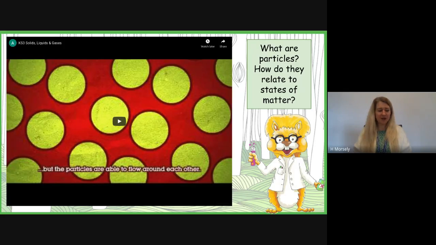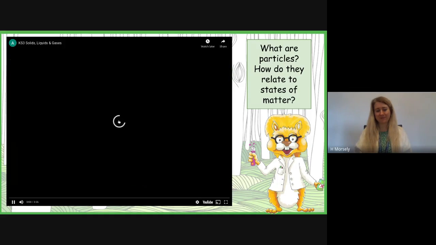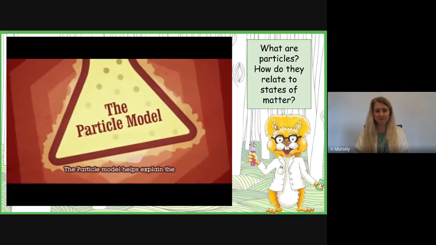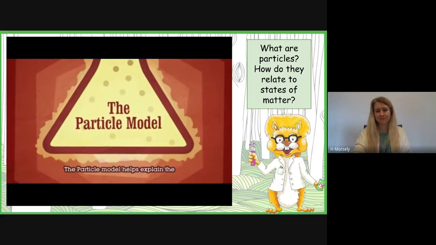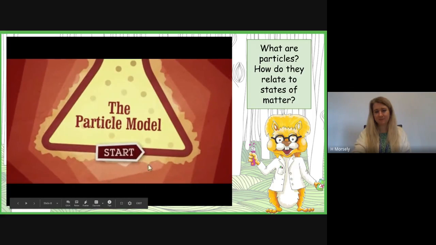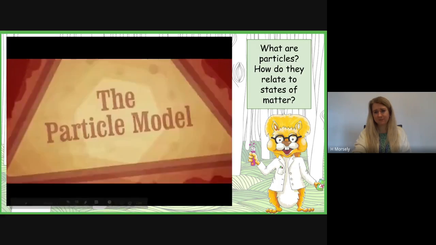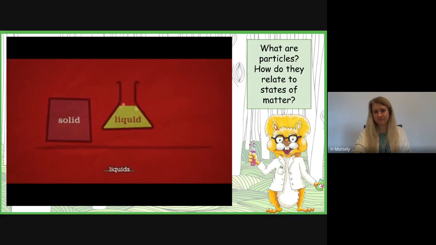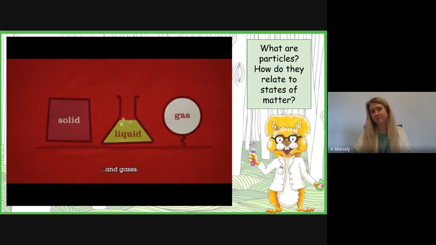So what we need to know now then is what makes an item a solid, a liquid, or a gas? What are particles and how do they relate to the states of matter? So let's have a look at particles inside a solid, a liquid, and a gas. Watch carefully. The particle model helps explain the properties of the things around us. Press start to begin. Particles come in 3 different states: solids, liquids, and gases.